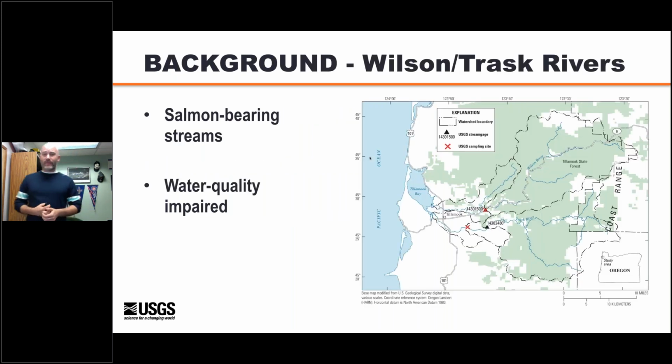For some background, for those unfamiliar with the Wilson and Trask area here in the Pacific Northwest, it's in Northwest Oregon. It's basically two large bays south of the Columbia River between Washington and Oregon, and the Wilson and Trask flow into Tillamook Bay, which is the estuary. Both streams are considered salmon-bearing streams, and both have been listed by the Oregon Department of Environmental Quality as water quality impaired segments.